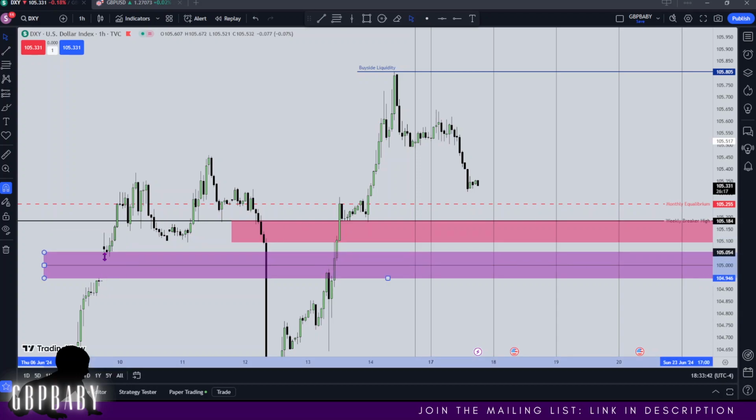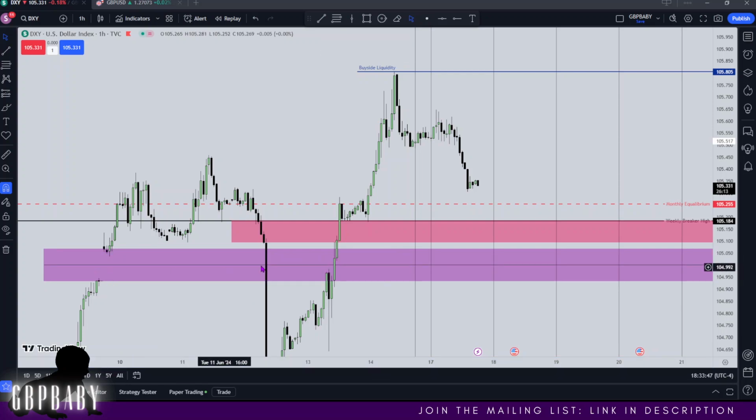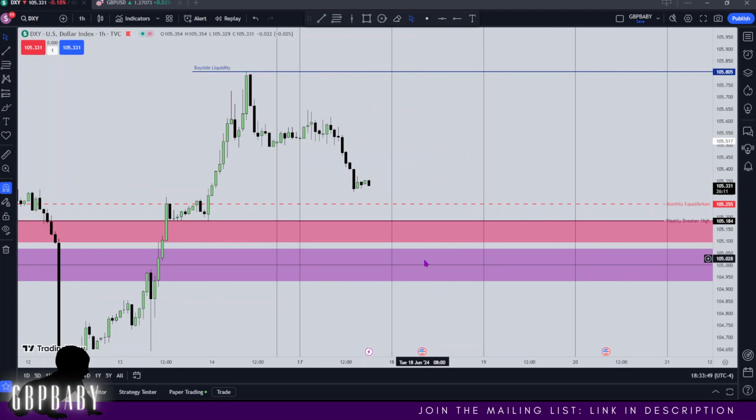So I will just shrink this again just to show you what I'm talking about more specifically. It's this range right here. Once we get into there, I want to see, can we reverse at that? There is also a bullish order block in here that can help with that. So let's get that drawn out. It is on the hourly.